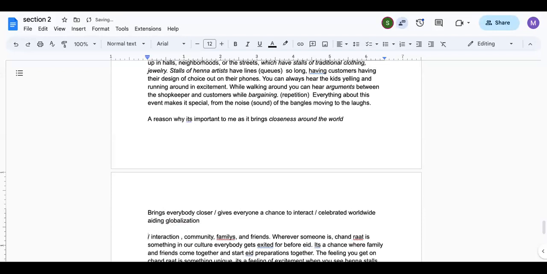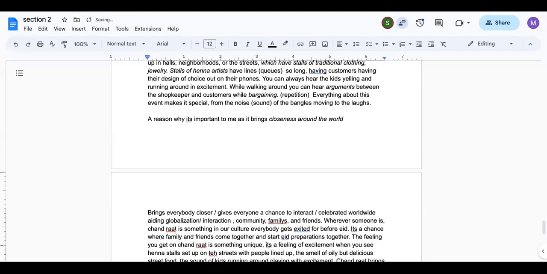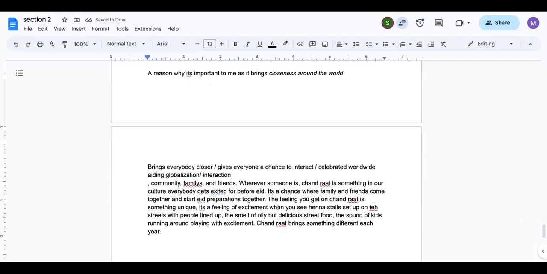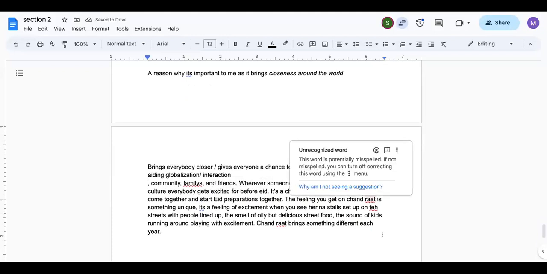Right, so this is what we've got. Community, family, strength. Wherever someone is, Chand Raat is something that in our culture everybody gets excited for before Eid. This is good. It's a chance where family and friends come together and start Eid preparations together. The feeling you get on Chand Raat is something unique.